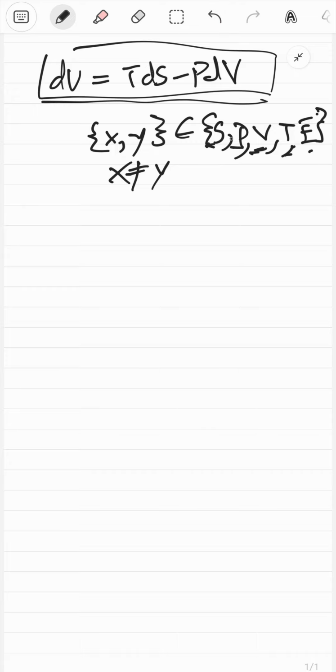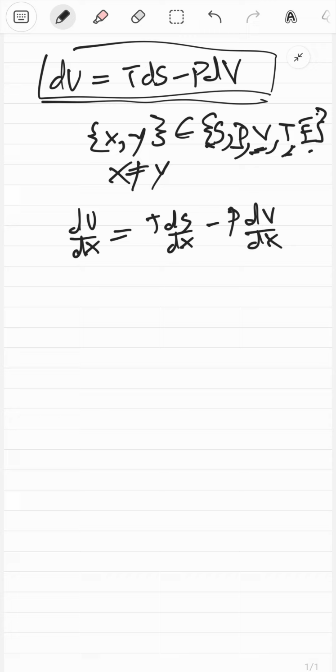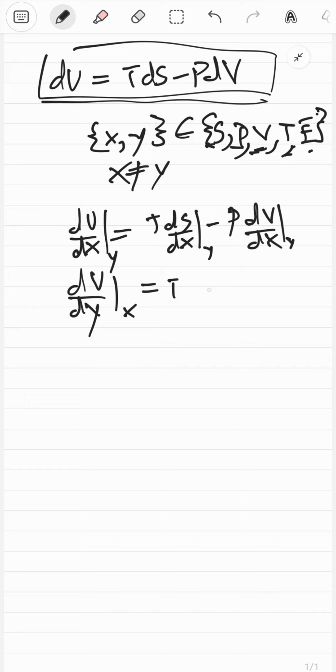Okay, so now how do we make sense of this thing? Well, let's put a dx in the denominator, so you just get dU upon dx equal to TdS upon dx minus PdV upon dx. So over here what we essentially did is we took the partial differentiation with respect to x at constant y. But you could have done the exact opposite. Okay, cool. But how does this help us?